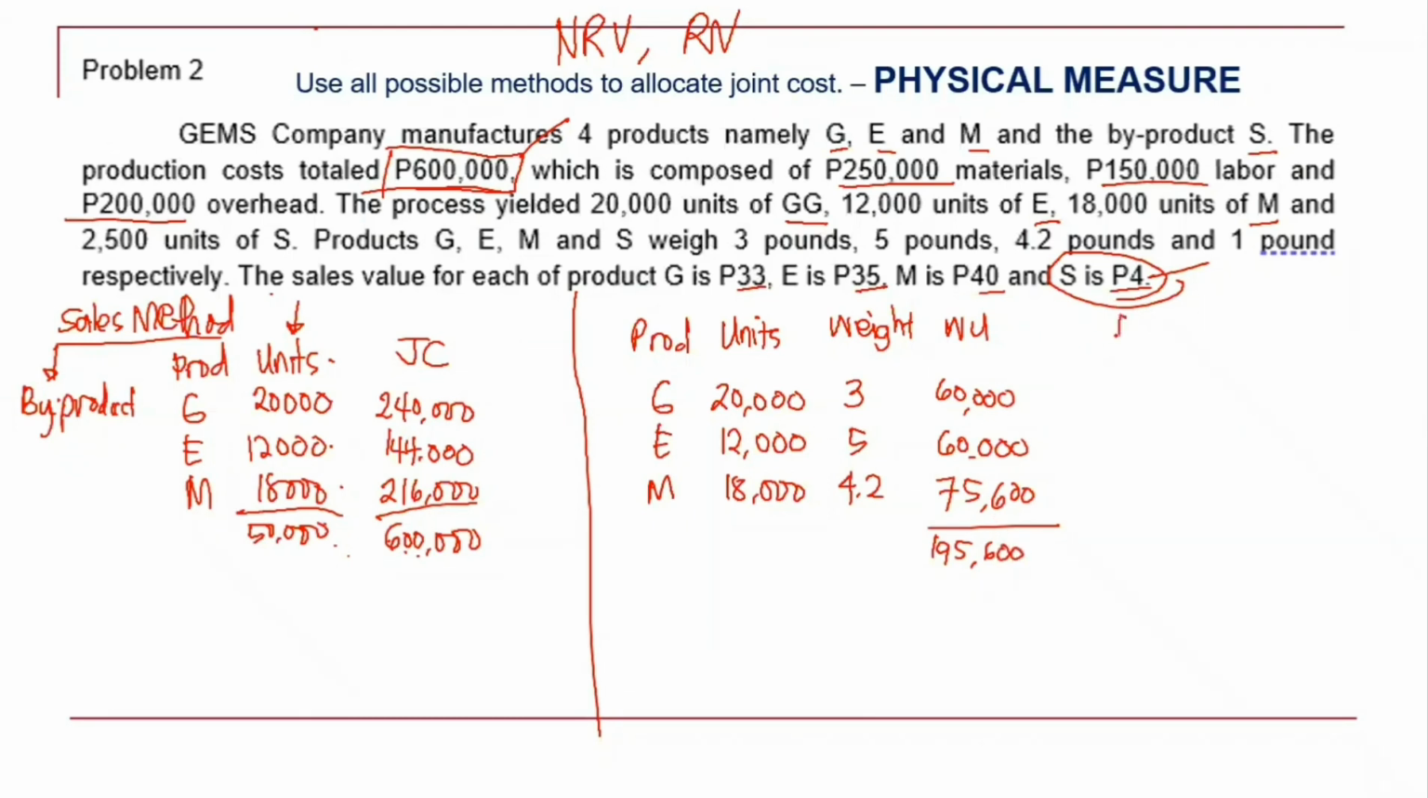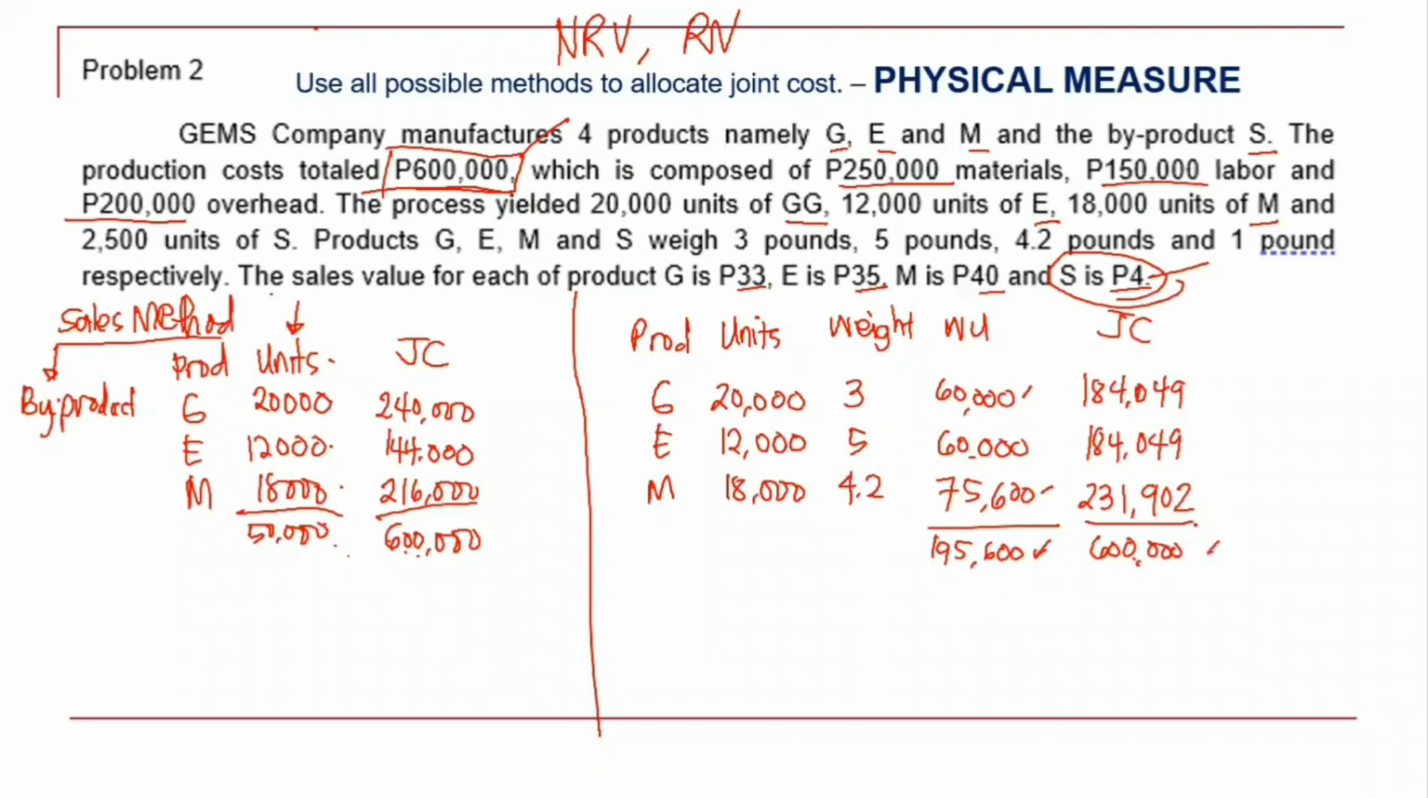Nandito na yung basis, agad-agad, joint cost na ilagay mo. Once na na-establish mo na yung basis, lagay mo na yung joint cost natin or allocate na natin. So 600,000, how do we allocate? So 600 times 60 over 195,600, that's 184,049. Ayan. O, parehas naman silang 60,000. Lagay na natin. And then this one, 600,000 times 75,600 over 195,600. So that's 231,902 if we add 600,000. So that is how we allocate kapag physical measure.